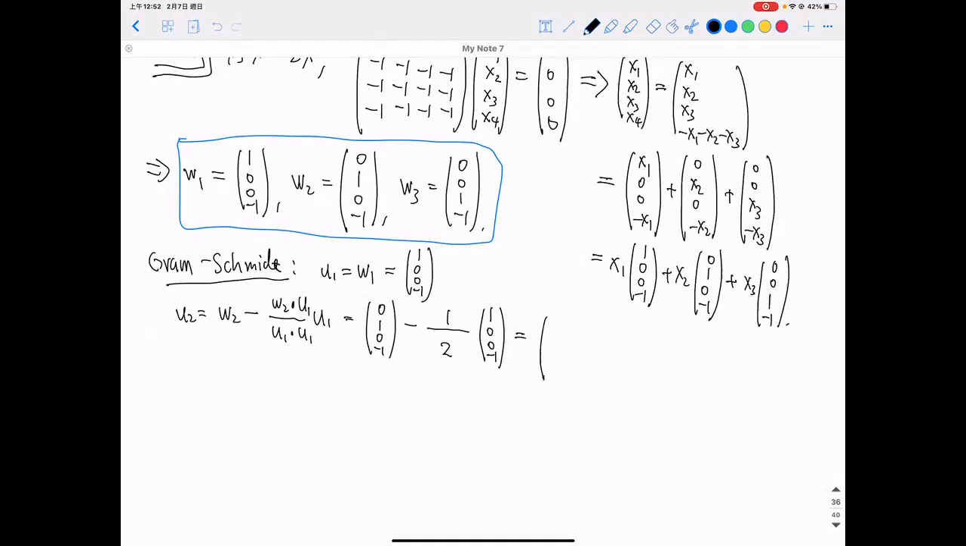So this is 0, negative a half, 1, 0, minus 1, minus negative a half, so plus a half, negative a half. Okay, yeah.